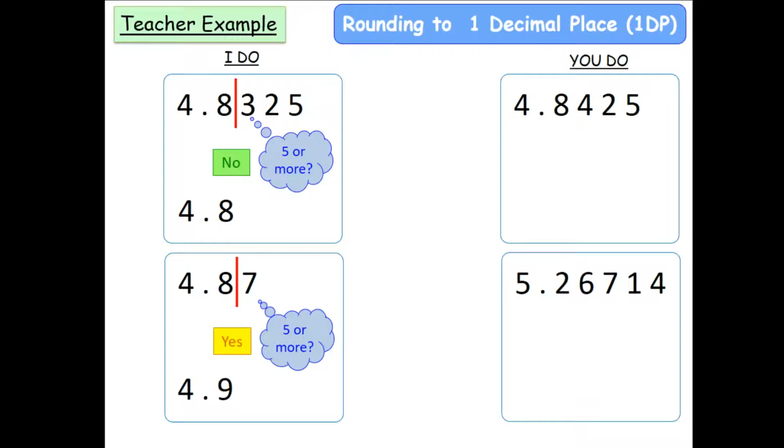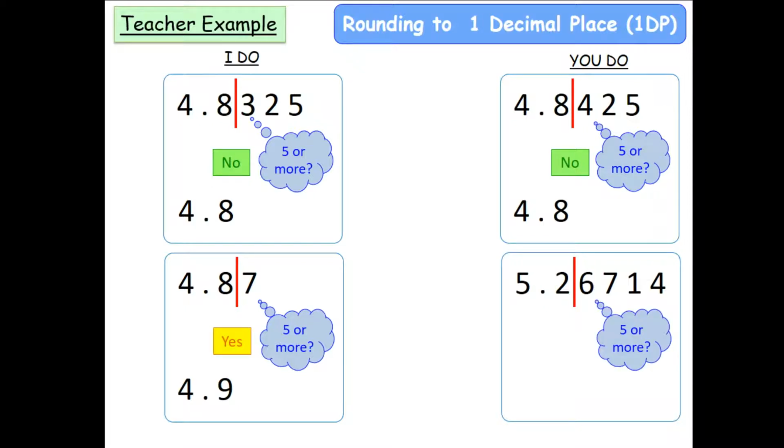Okay, so the first one, you should have put a line between the 8 and the 4. So now we look at 4. Is 4 5 or more? No, so the number stays the same. So the answer that you should have got is 4.8. Next one, now we put a line between the 2 and the 6. So now we look at the 6. Is the 6 5 or more? Yes. So now we have to round the 2 up to 3. So now our answer is 5.3.